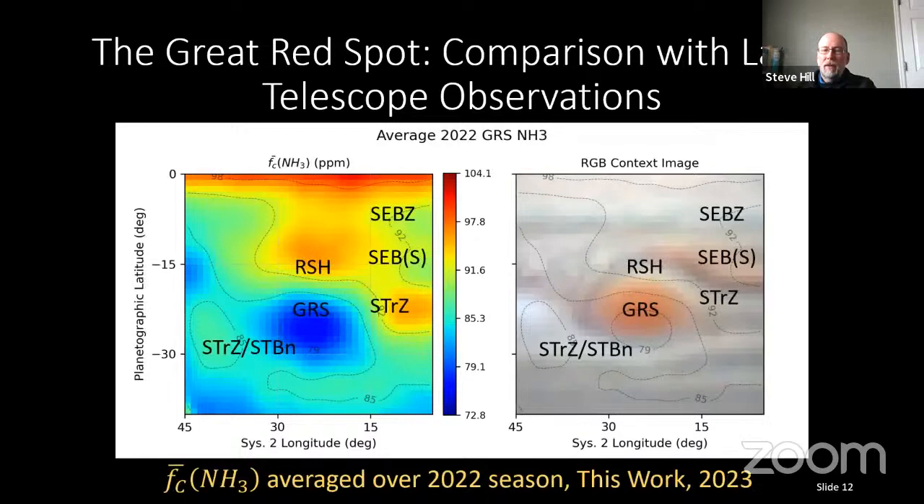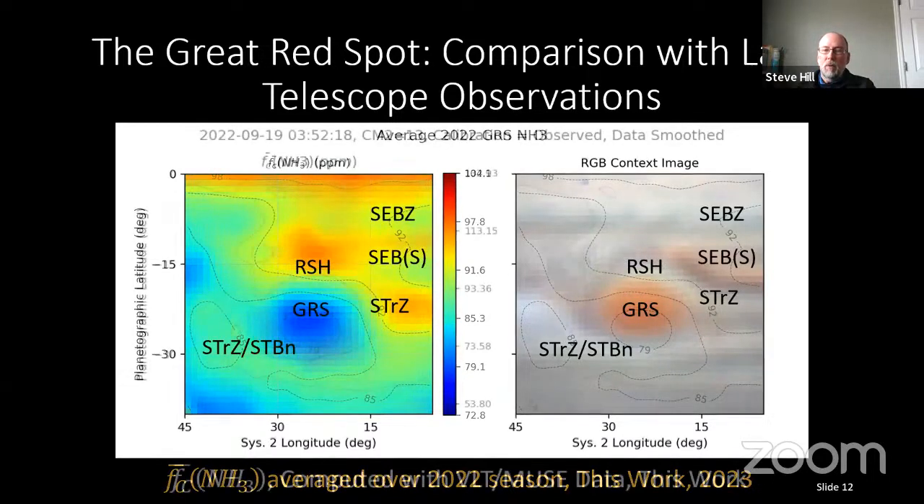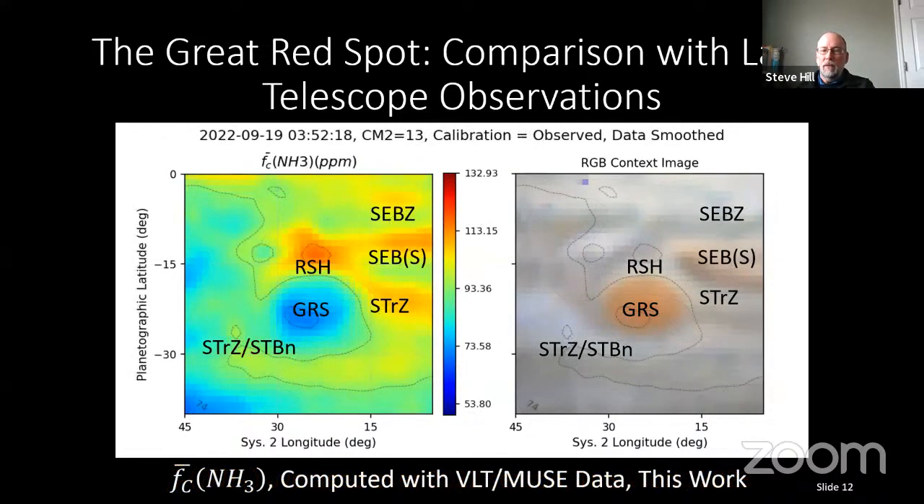So now that we have data from the same year, it's clear that more of the features are similar between the two data sets. Of course, the 0.28 meter telescope without adaptive optics is far less sharply resolved.